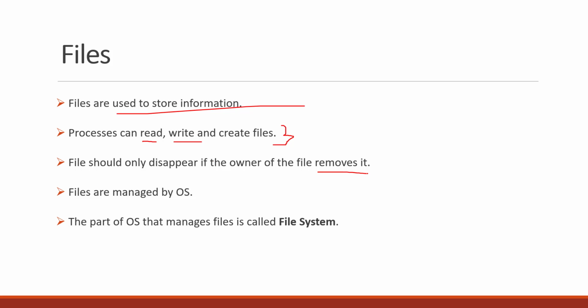You can remove a file, obviously then this will disappear. Files can be managed by the operating system, and they can be managed by users as well. Some of the files that are important for the operating system, it manages them. Some of the files that are for user programs like Microsoft Word and so on, those programs manage those files. But in general, all the files are managed by the operating system, right? And the part of the operating system that manages files is normally called a file system.